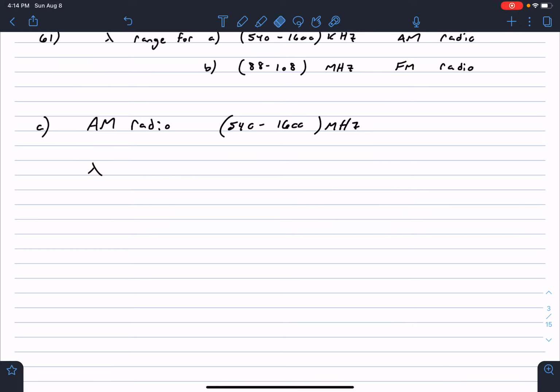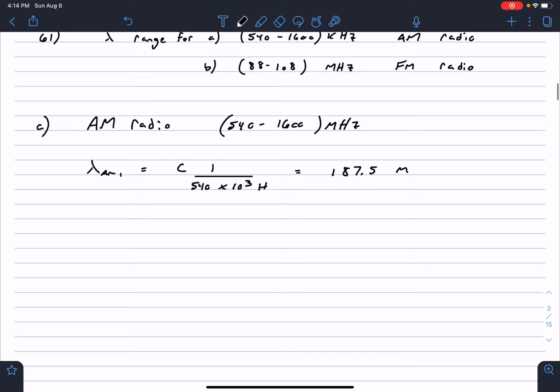Lambda AM1 is going to be C times 1 over the frequency, which is 540 times 10 to the 3 hertz, and that's going to equal 187.5 meters. Remember that C is 3 times 10 to the 8 meters per second. And hertz is 1 over seconds.